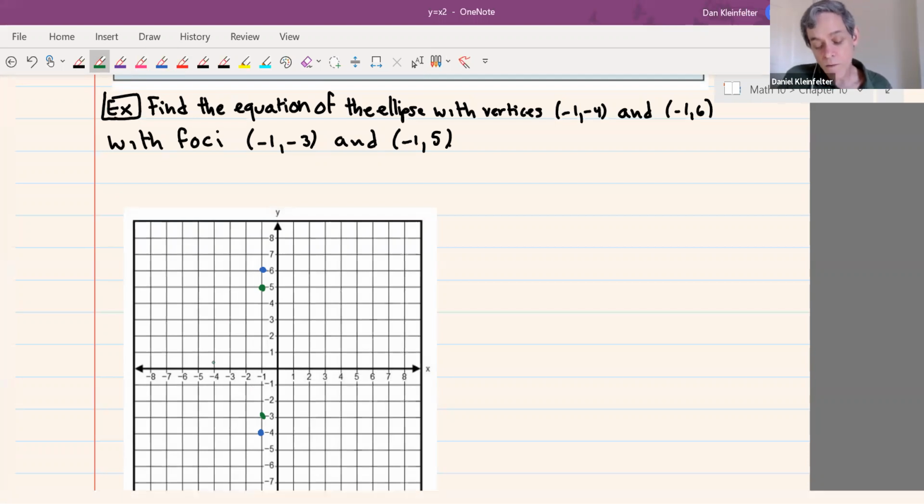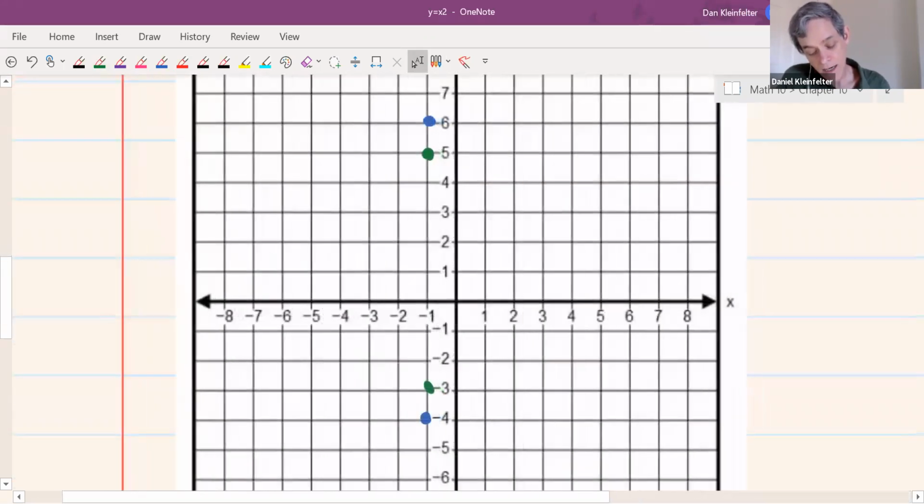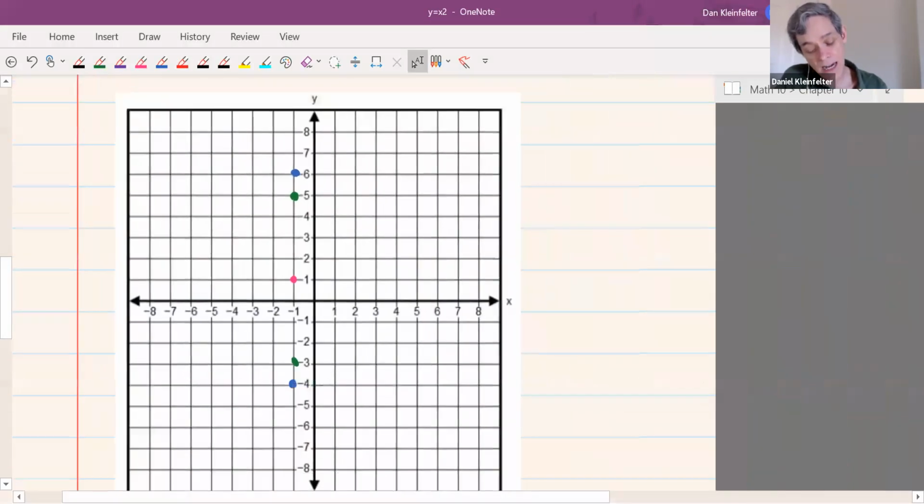All right, so then what we probably should figure out is where the center is, okay? So the center will be halfway between the vertices, right? So taking a look at the two blue dots here, one is at -4, one is at 6. How far is it from -4 to 6? It is 10 units, right? So that means half that distance would be 5. So 5 units down from 6 would be 1. 5 units up from -4 will be 1. So the center has to be at (-1, 1).